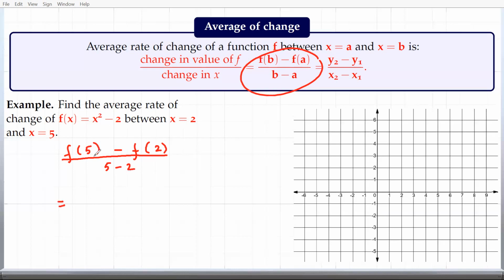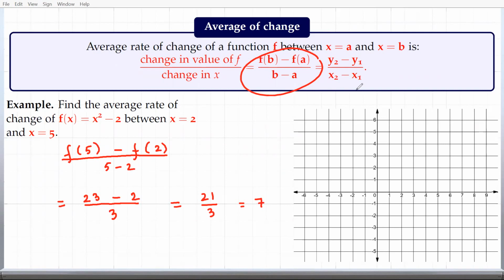Now all we need to do is evaluate f of 5 and evaluate f of 2 and then simplify. So f of 5 is 5 squared minus 2, which is 25 minus 2, which is 23. Minus f of 2 is 2 squared minus 2, which is 4 minus 2, which is 2. So on the top we have 23 minus 2. And in the denominator we have 5 minus 2, which is 3. So that becomes 21 divided by 3. And that is 7. So the average rate of change of this function x squared minus 2 between x equals 2 and x equals 5 is 7.